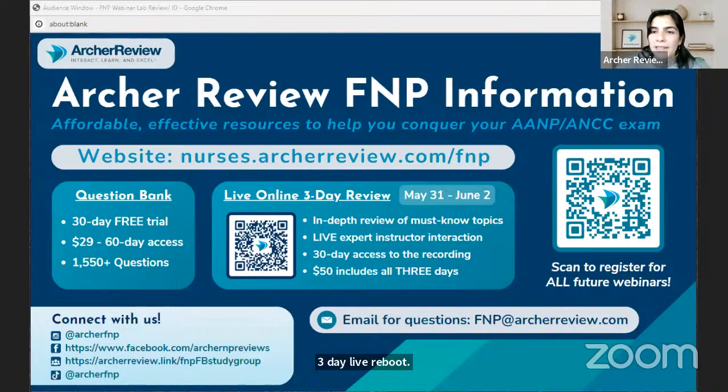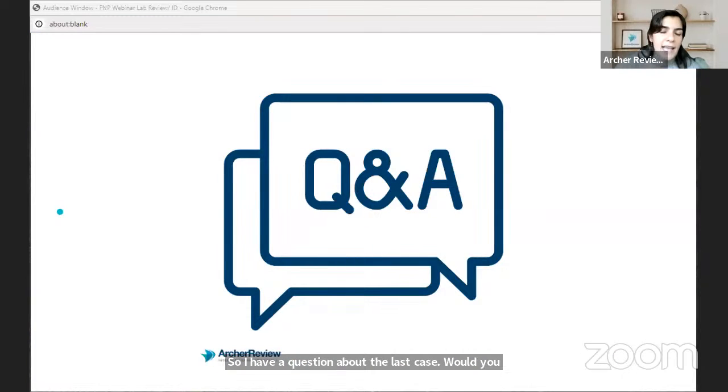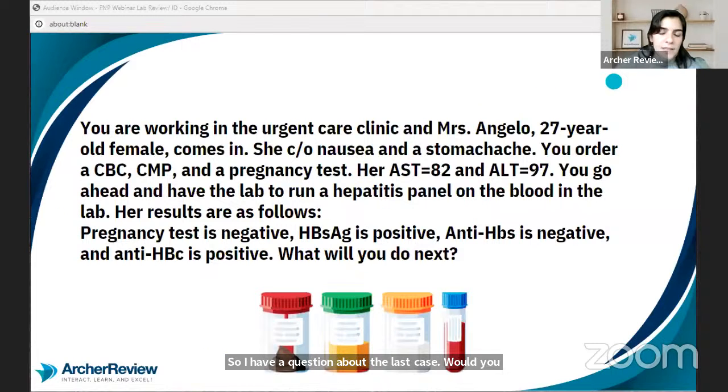So I have a question about the last case. Would you offer a liver ultrasound? Let's go to that last case again. So in this patient, the first thing you want to do is order that IgM. First you want to make sure if this is active or not. But with the increased LFTs, yes, you would still be offering a liver ultrasound. That's the gold standard. It's a great question. Absolutely. Thanks, Anissa, for the question.